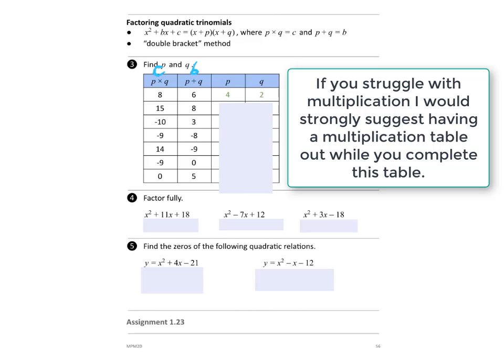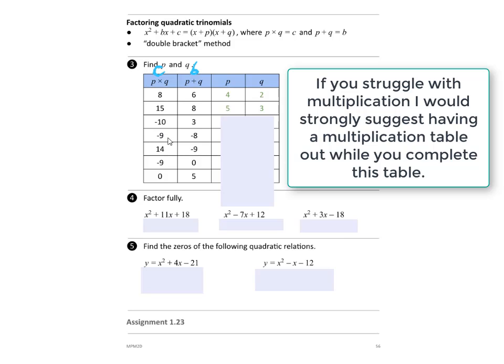P times Q equals 15. Well, we know 1, 5, 3, and 15 are the only factors of 15. So start thinking of the factors and which two factors will add up to 8. If you said 5 and 3, you are correct. And it doesn't matter which order these go in. It could be 3, 5, or 5, 3. Either way, you're going to get the right answer and your math is going to work out. So that's not a big deal.